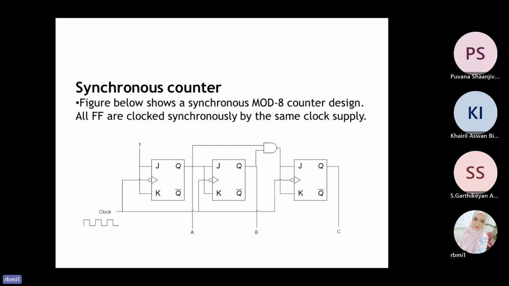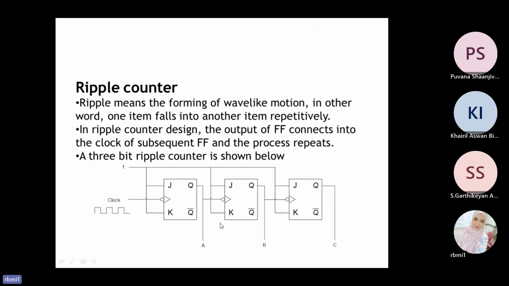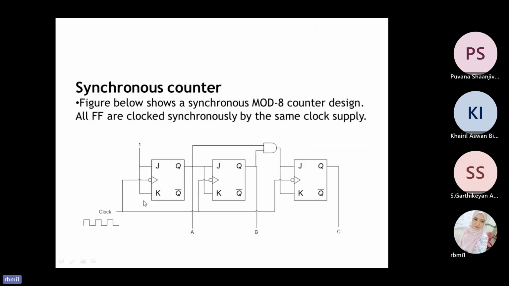Okay, so next we have the synchronous counter. Same here, we also form it from 3 JK flip-flops. As you can see the connection, there is no such cascaded connection here. Now we have a connection from the input to each one of the flip-flops.